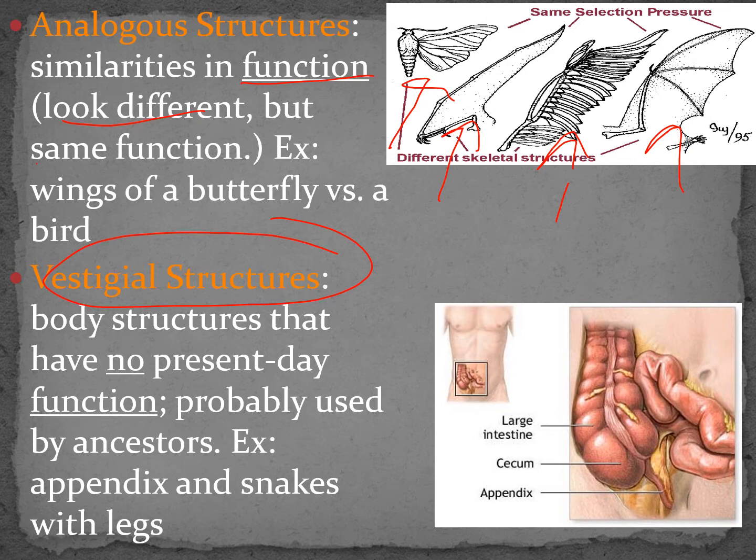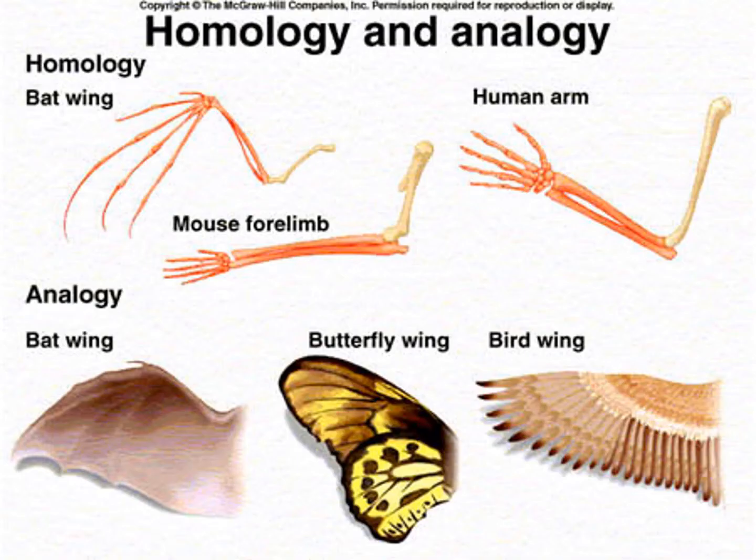We also have to know about vestigial structures. Vestigial structures are stuff that we don't need anymore, like the tonsils, the appendix. Like snakes used to have legs. If you pull up their skeleton, they actually have little pieces where legs would be. So if you look here, we have to know the difference between homology and analogy.